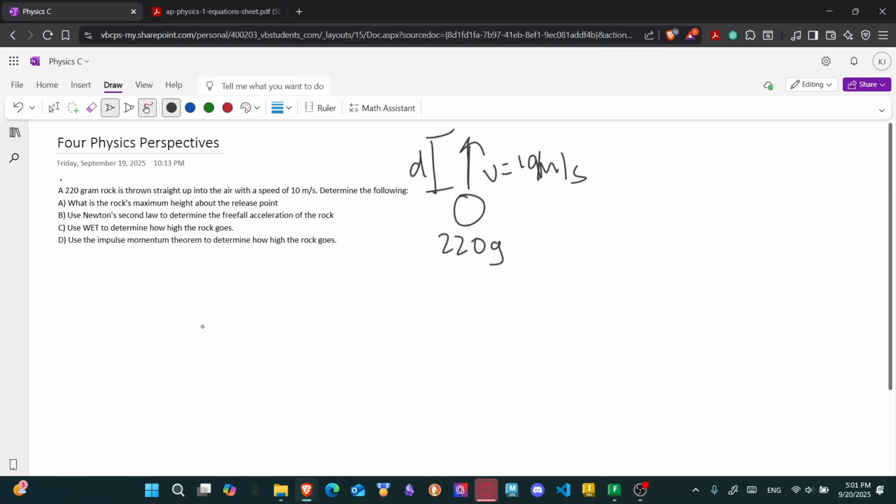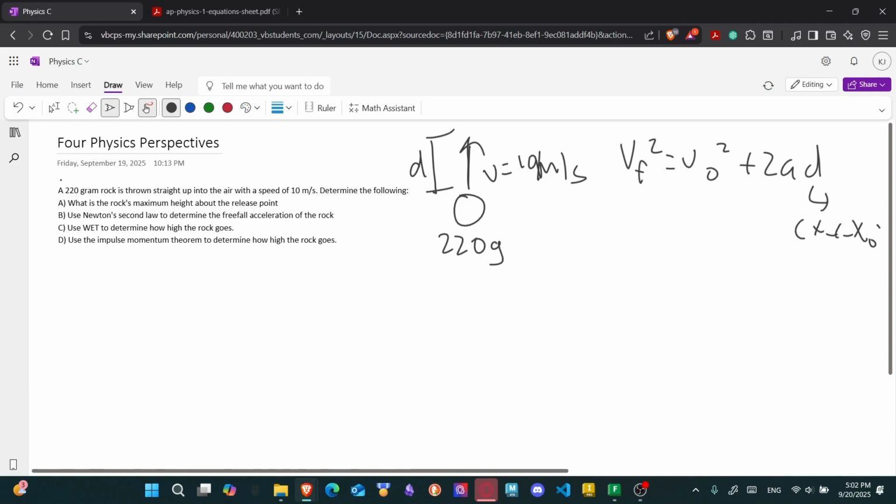So this equation is v final squared equals v initial squared plus 2ad, and d in the equation was written as x final minus x initial. Since we're looking at the maximum height, v final would be 0, because when you throw the rock up, it goes up and its velocity is 0 before it goes down.